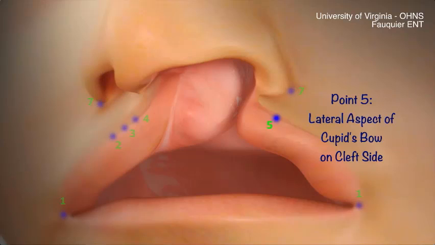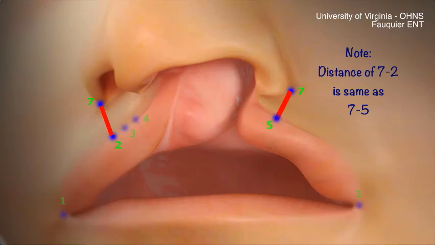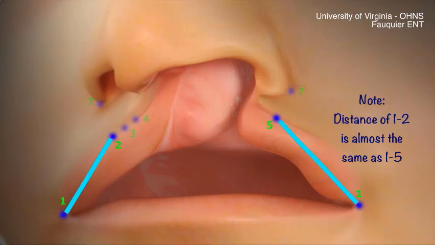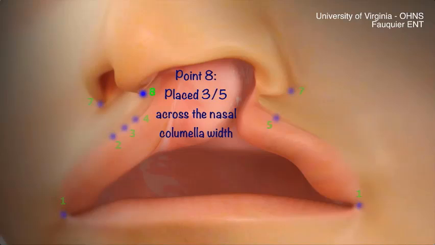Point 8 is placed such that the distance between points 7 and 5 is equal to the distance between 7 and 8, making sure point 8 is equidistant from the ala and equal from the oral commissure. The distance from point 1 to 2 and from point 1 to 5 should be approximately equivalent. All this is just to make sure that we have an aesthetic outcome. Asymmetry of both sides is made to correct the distance across the columella.